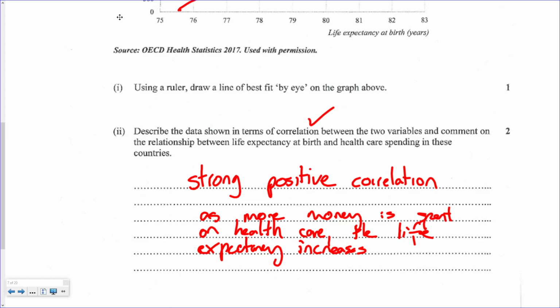And you could say the opposite as well. Like, you don't need to say it in that order. You could also say, as the life expectancy at birth increased, we noticed that the amount of healthcare spending also increased. Basically, as you can see, one thing is increasing, the other thing is increasing. That's all you really need to do there to tick off the next bit.